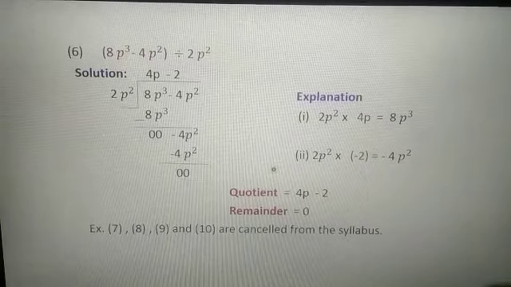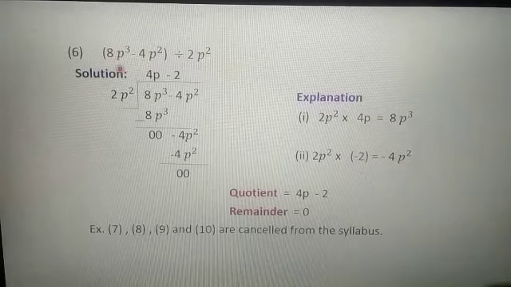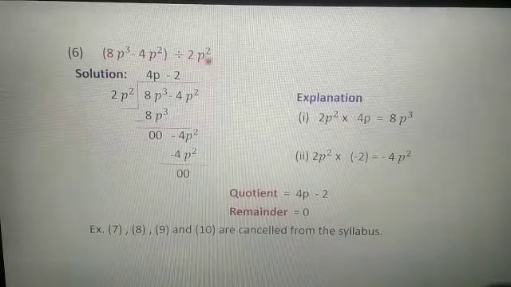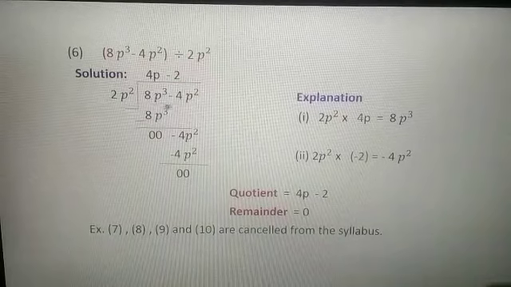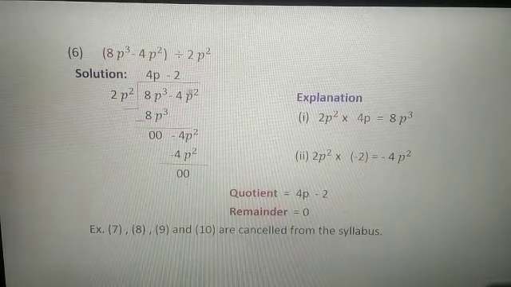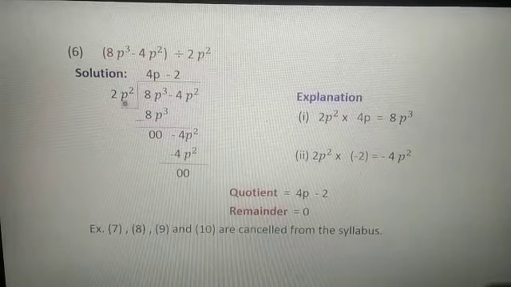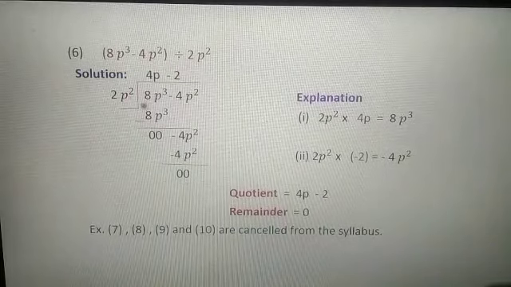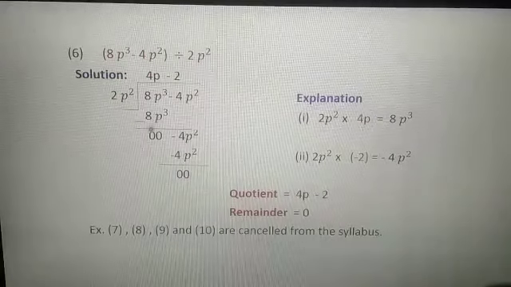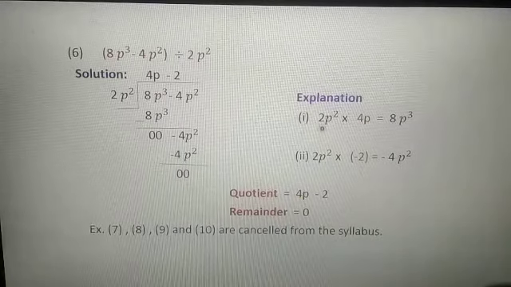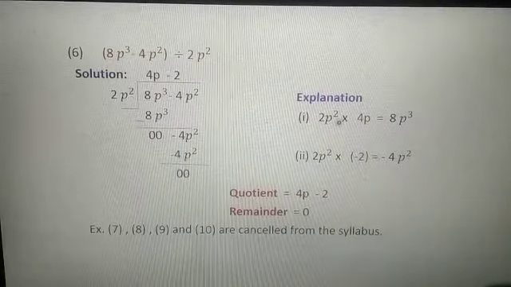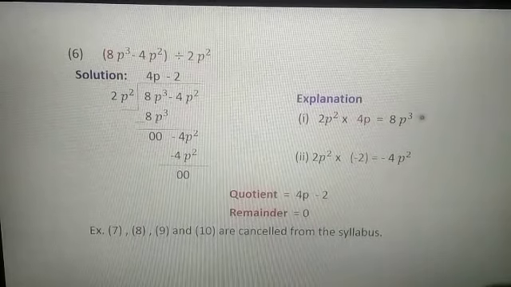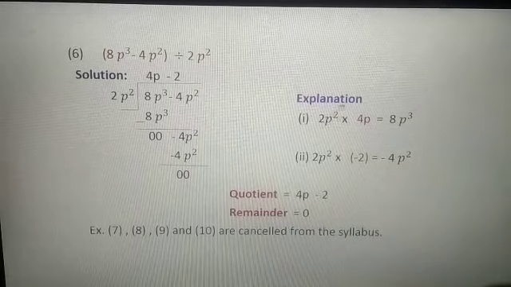Now next sum, that is the sixth sum. So now here is the polynomial 8p cube minus 4p square. It is divided with 2p square. So let us write the division part. 8p cube minus 4p square is divided with 2p square. Now one by one we will do. 2p square multiplied by 4p to get 8p cube. So first explanation, 2p square is multiplied with 4p, then only we will get 8p cube. So multiply 2p square by 4p.